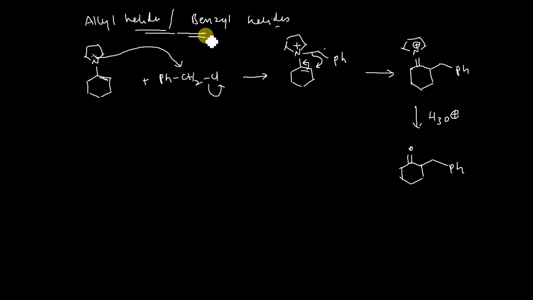When you go for simple alkyl halides, you will end up with N alkylation, whereas if you go for more reactive species, for example benzyl halide, it gives you first an N alkylated product, followed by migration of the benzyl group from nitrogen to this carbon, which produces the C alkylated product, followed by hydrolysis, which gives you the alkylated product.